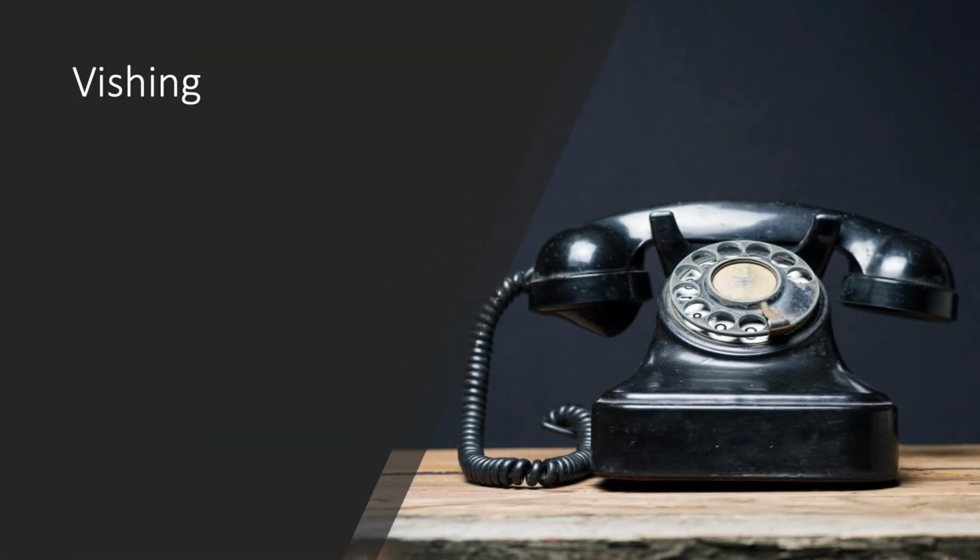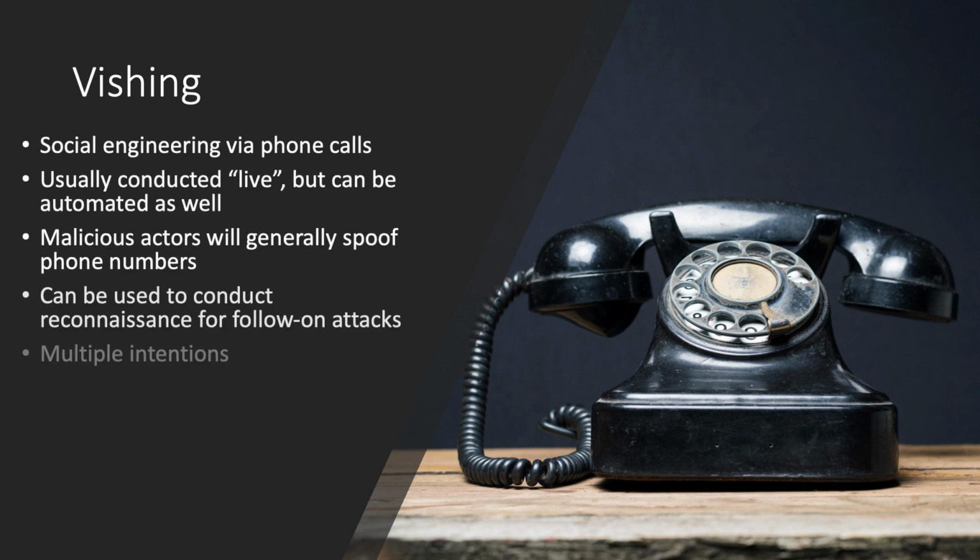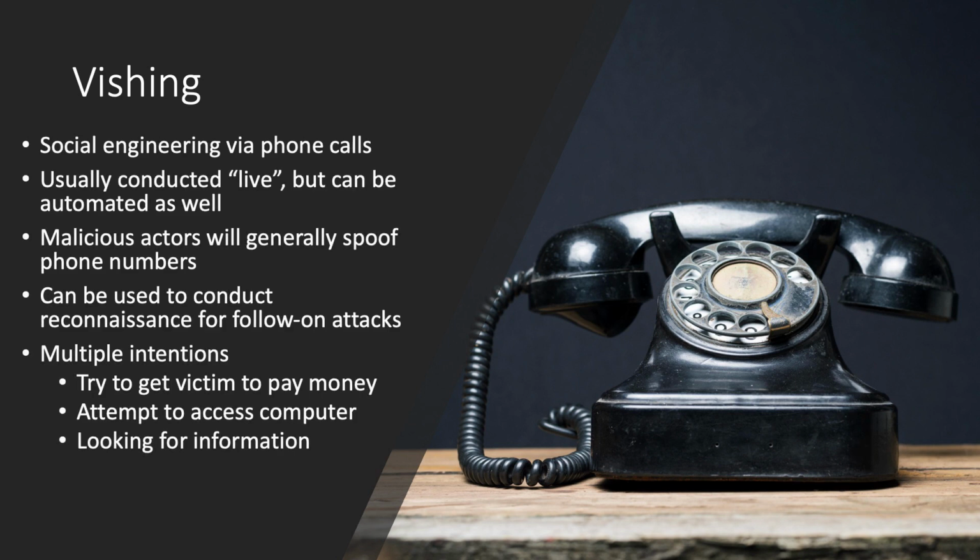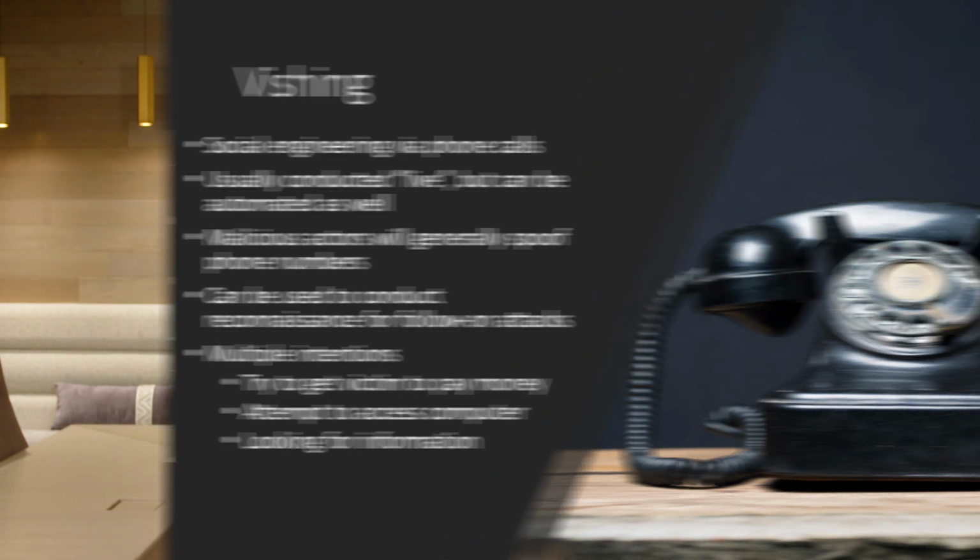That takes us to vishing, which is social engineering through voice solicitation, generally speaking through phone calls. This is where a malicious actor is going to call and attempt to gather information. Usually this is conducted live, so the fraudster is actually on the other end of the phone. But there certainly are tools out there that can automate the process, so a computer is attempting to call the victim. Now it's important to note that the fraudsters aren't going to call and ask for an account number or a credit card number. They're likely going to ask for follow-on information.